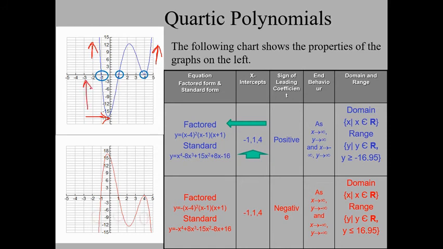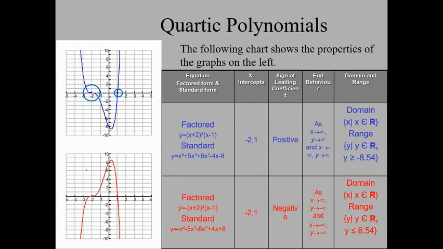Okay, let's look at this. We have 3 x-intercepts, and in the factored form, notice that the 4, where it turns, has a multiplicity of 2. This one is negative. Notice how both sides go down. So we know we have a negative leading coefficient because there is a negative in front of our factored form. Also notice that the range is going to start at 16.95 and go down.